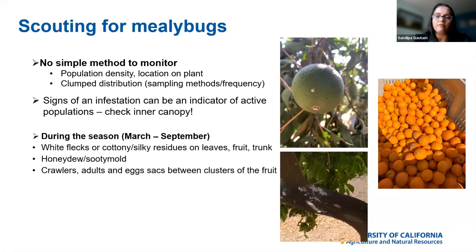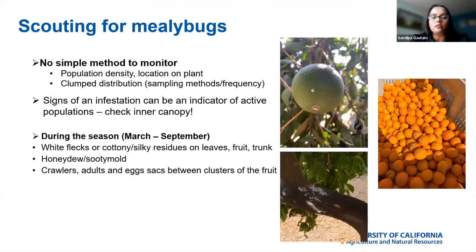So based on what's available in the literature and our observation of several blocks in Tulare County, I have put together some bullet points on where to monitor for them during the season. From March to September, look for white flakes and cottony, silky residues on leaves, fruit, and trunk, like you can see on the branch over there. If the mealybugs are present, there would be white silky residues, either of the egg sac or of the male cocoon, on leaves, fruit, and trunk where they may have been present. Honeydew and sooty mold are another good indicator of mealybug presence. Usually early in the season, they are present in dense foliage which has honeydew and sooty mold. That's where we found them when we were monitoring early in the season.